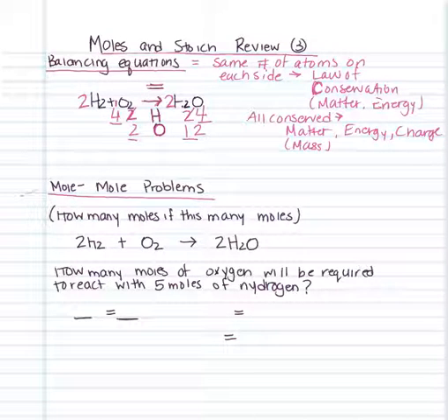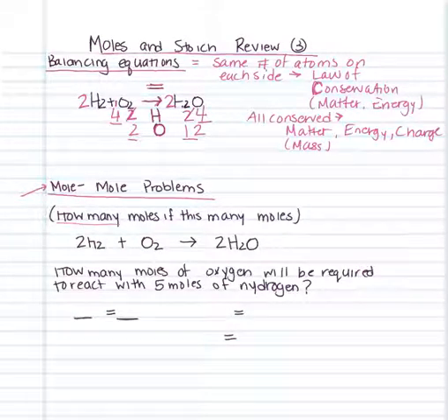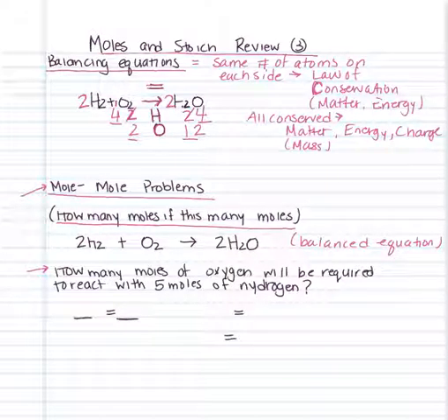If you are given a mole problem, it will read something like, how many moles of something if this many moles of something else? You have to use a balanced equation in order to be able to answer these questions. So if the question says how many moles of oxygen will be required to react with 5 moles of hydrogen, the first thing is that we're going to use how many and represent that with an X.